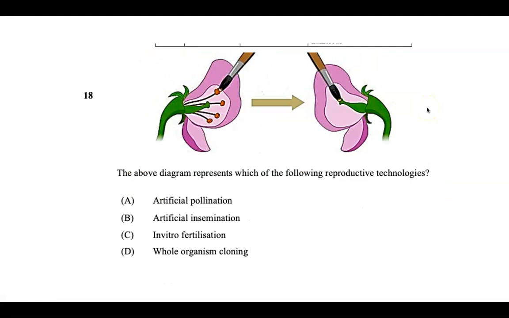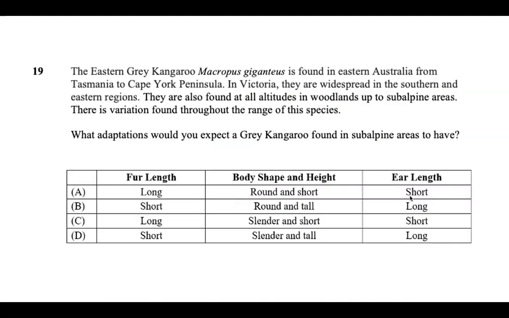All right, question 18. The above diagram represents which of the following reproductive technologies? Now we have a plant, we have a paintbrush. We're taking the pollen from this flower and putting it on the stigma of this flower here. So this is very much typical of artificial pollination. It's not artificial insemination because there's no sperm and egg involved. It's not in vitro fertilization because, again, there's no sperm and egg involved. It's certainly not whole organism cloning because it is still a sexual reproduction process. So artificial pollination is the answer.